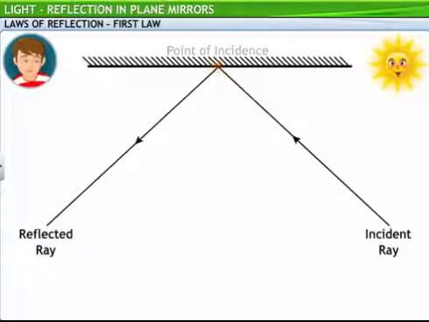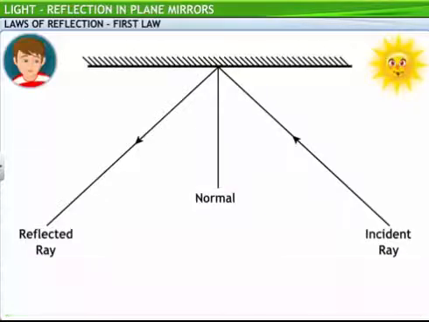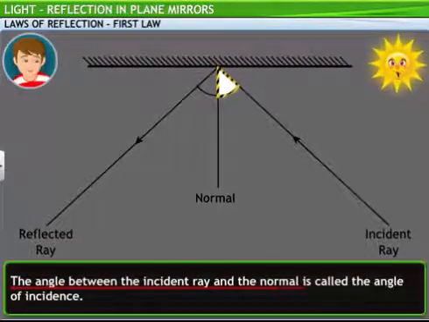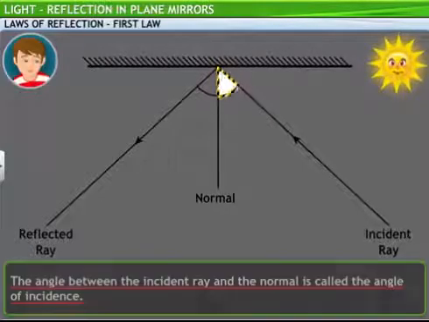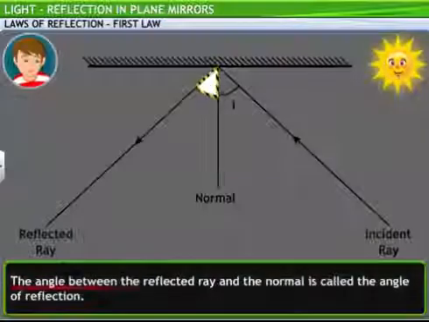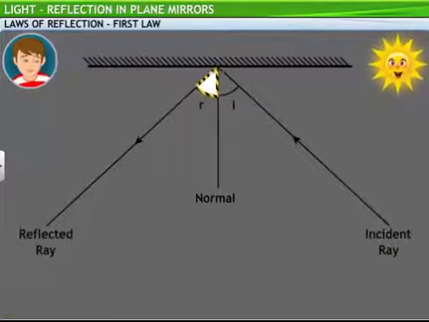Next, we draw a perpendicular to the line representing the mirror at the point of incidence by using a set square. This line is called the normal. Can you see how the other lines form angles with the normal? Yes, both the reflected ray and the incident ray form angles with the normal. The angle between the incident ray and the normal is called the angle of incidence. It is represented by the letter I. The angle between the reflected ray and the normal is called the angle of reflection. It is represented by the letter R.